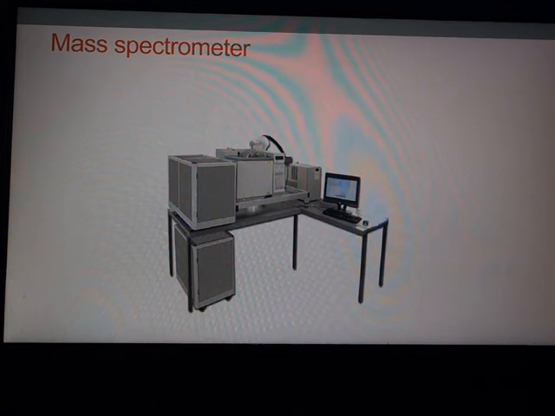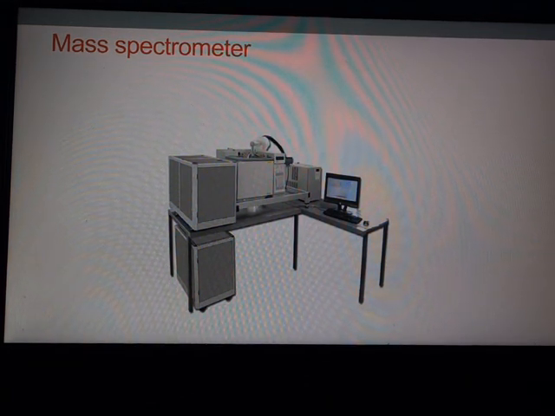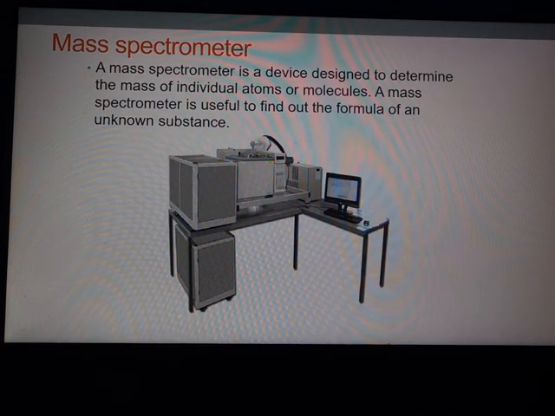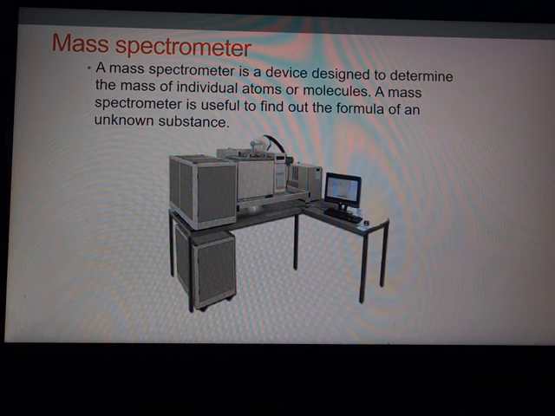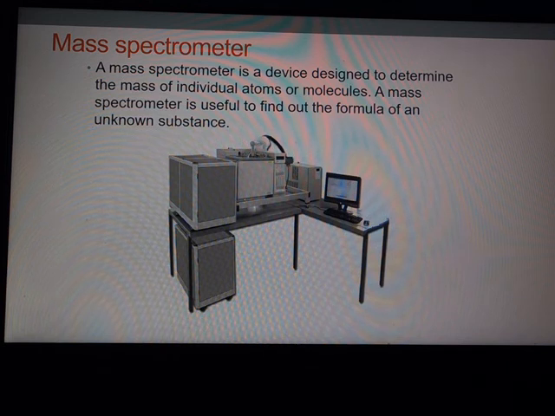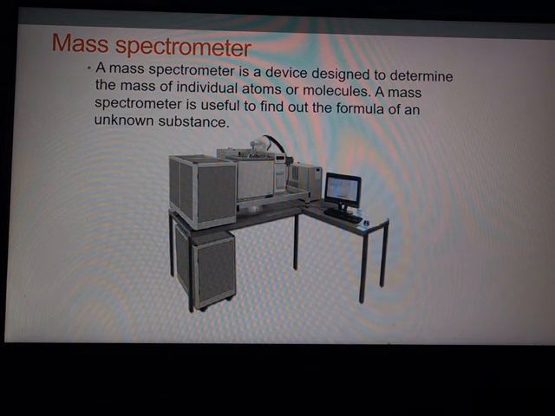In this video I will explain the principles of a mass spectrometer. So a mass spectrometer is a device designed to determine the mass of individual atoms or molecules. A mass spectrometer is very useful to find out the formula of an unknown substance. It's also used by chemists who want to make sure that they have actually made the substance they were supposed to make. So it's a very useful analytical technique, one of the most powerful ones.